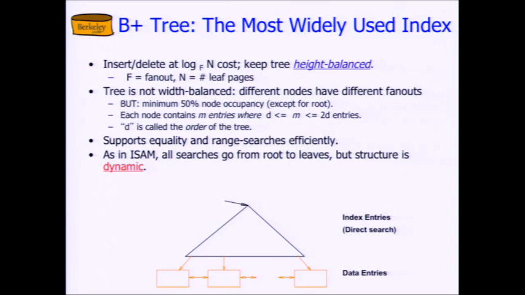You walk all the way down to a leaf to find items. You can't trust the data in the internal nodes. It's just for routing you down to the leaves. So it's a lot like an ISAM, but it's a dynamic structure. It's going to grow and shrink elegantly and maintain its log guarantees. So here's how it works.